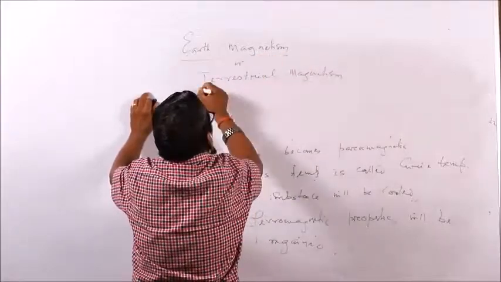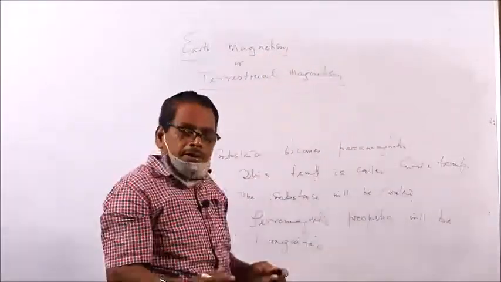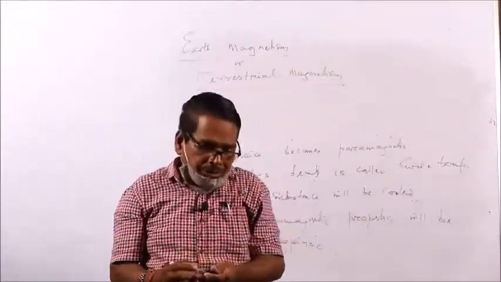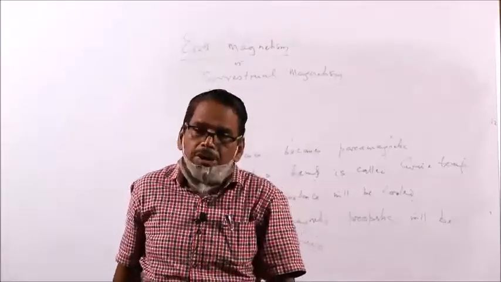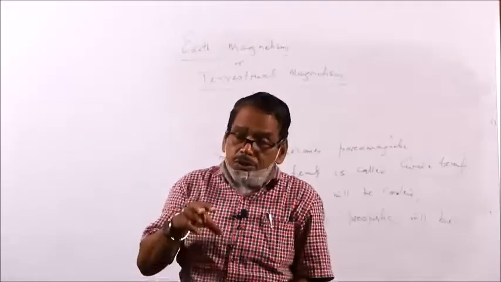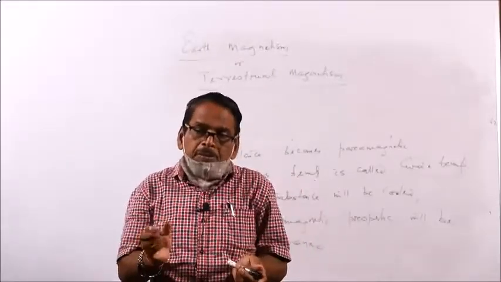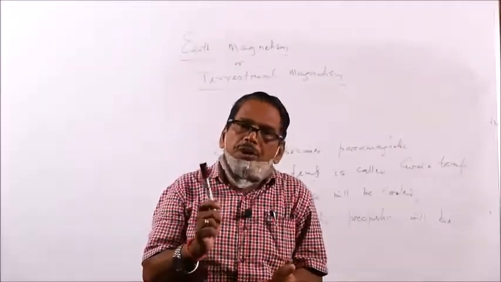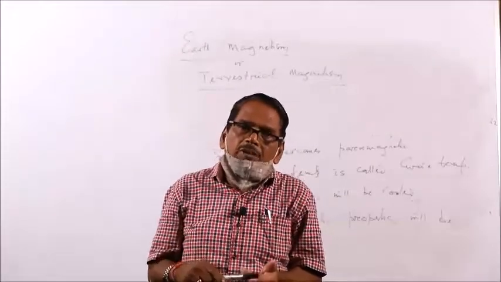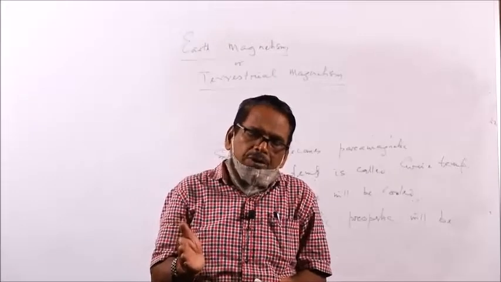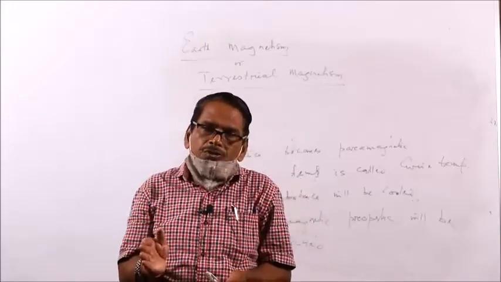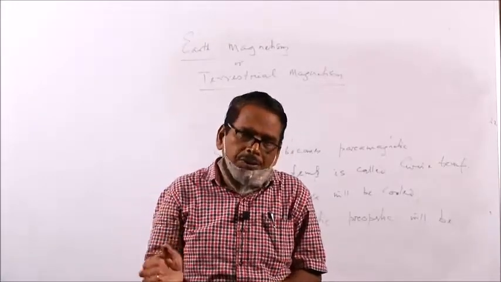Earth magnetism or terrestrial magnetism. Students, as you know, Earth is considered as a magnet. Why is Earth considered as a magnet? Because if you suspend a needle magnet, it will show a particular direction. The north pole of the needle magnet will remain towards the geographic north of Earth, and the south pole of the needle magnet will remain towards the geographic south pole of Earth.